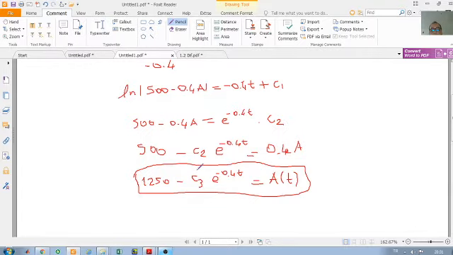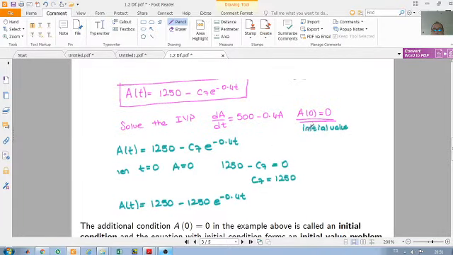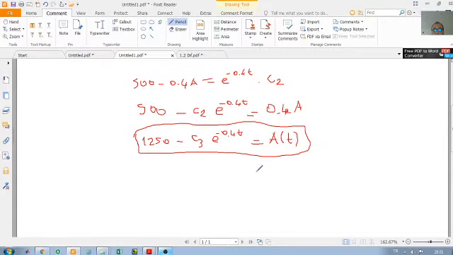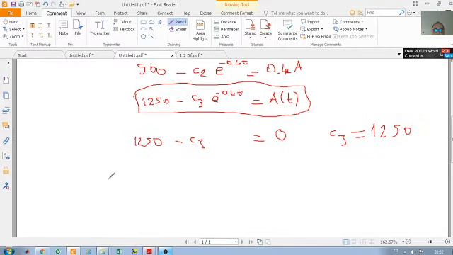It can be found if we have an initial condition for the dependent variable. If we say the initial value, namely at t equal to 0, what is the amount of the drug in the bloodstream? What is the amount of the drug at the beginning of the process? It will be 0. Therefore, a of 0 is equal to 0. Using this initial value, we can also find the constant c3. Writing 0 for t, the left side will be 0 from the initial condition. So we have 1250. Writing 0 for t, we get e to the power 0, which is equal to 1, minus c3. From here, c3 becomes 1250. Now we have exactly the amount of the drug at any time.